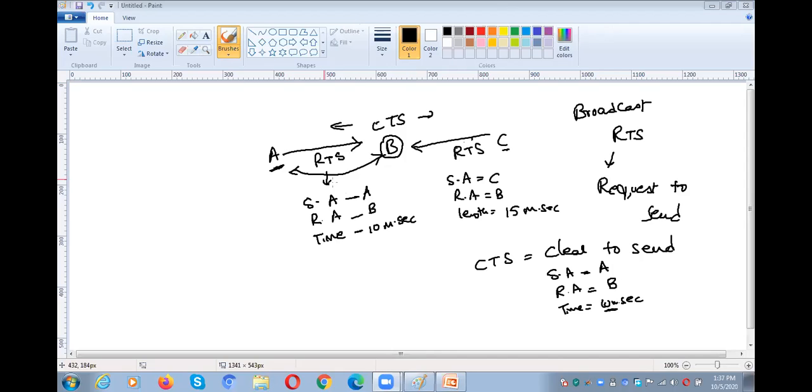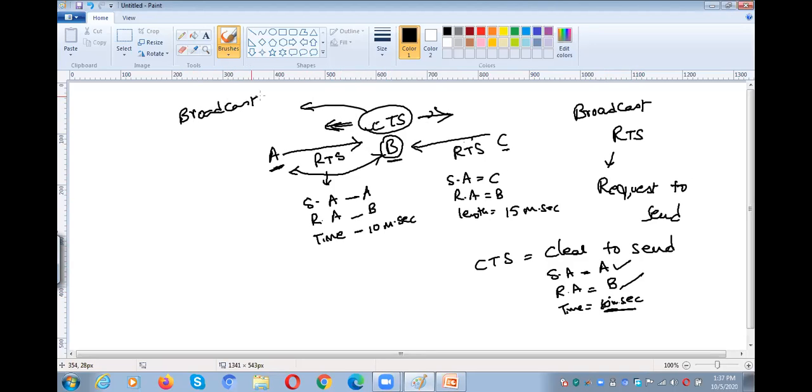Right, here what happened? The CTS contains who is the sender. The sender address is A, and who is the receiver? B is the receiver, right? And what is the duration of the communication? 10 milliseconds. So the CTS will be delivered to both C and A. Why? Because it is a broadcast message.